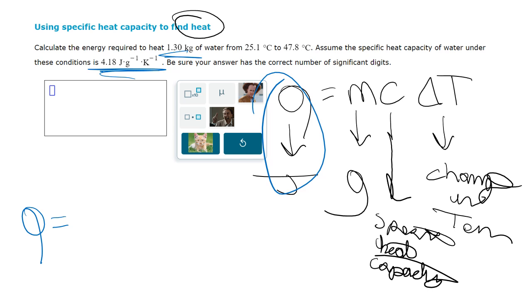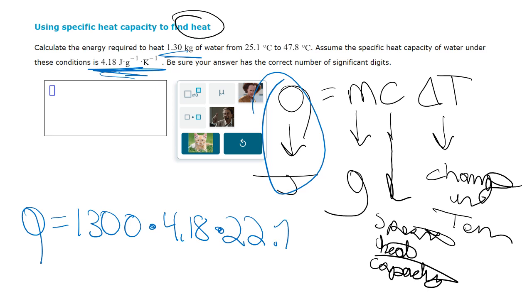We got Q equals 1.30 kilograms. We want to convert that to grams, so we're going to move that decimal 3 times or multiply by 1,000. Q equals MC. So this is 4.18. I don't know if they do this for all of them, but it's water again. And then change in T, 47.8 minus 25.1, that's 22.7. And we can then solve this. 1300 times 4.18 times 22.7. And we get a pretty big number, which sounds about right.